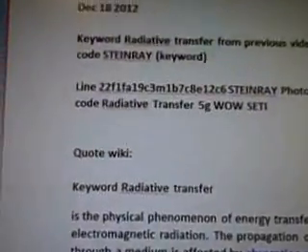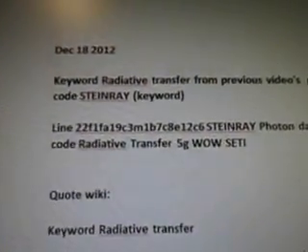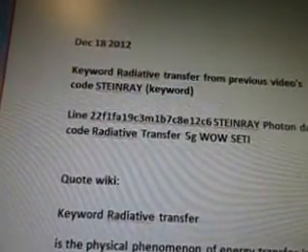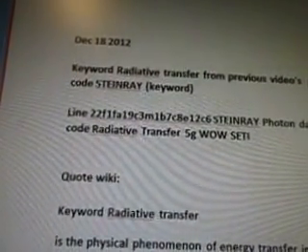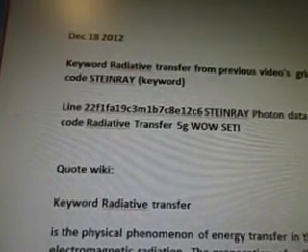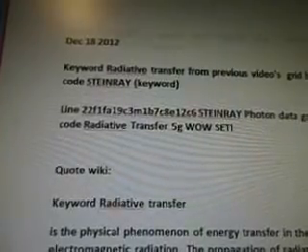So December 18th, the key radiative transfer from previous videos, grid-based code STEINRAY is the keyword. And it's from line 22F1fa19c3m1b7c8e12c6. STEINRAY Photon Data Grid Code Radiative Transfer 5G Wow Seti.